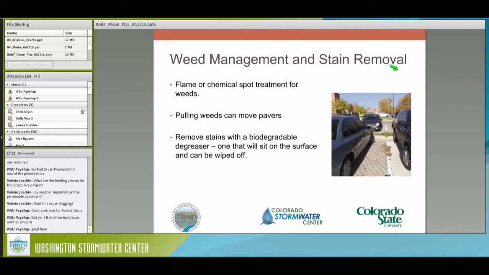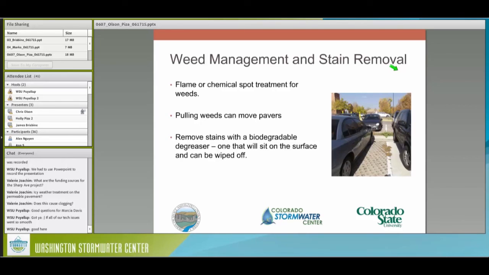In terms of weed management and stain removal, if you have weeds or vegetation growing in your permeable pavement, it's probably a sign that you need to do some maintenance, because the vegetation is usually only going to grow if there is sediment built up. But if you do have some weeds, we prefer and recommend to not use chemicals. Obviously, we're not trying to add any additional pollutants. Holly likes to use a torch and just flame the weeds. That seems to be pretty effective. Doesn't require any additional chemicals.